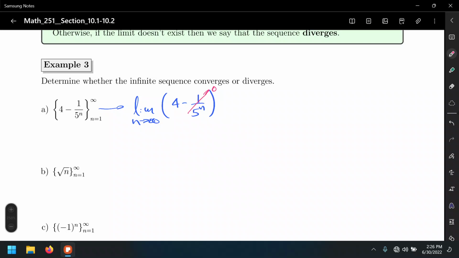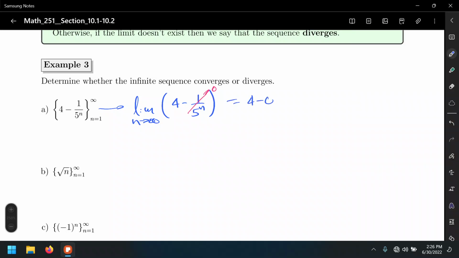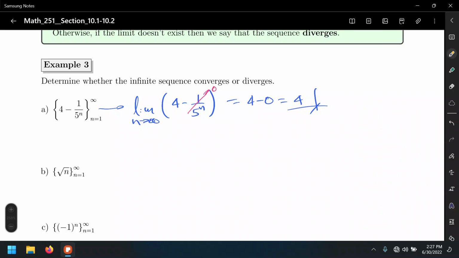Okay, so this means 4 minus 0 equals 4. What does that mean? Converges. The sequence converges. All right, sequence converges. Would it be 4 minus 1? Oh, never mind. I thought it was... Yeah, 0. Oh, yeah, I see what you mean. No, yes, it's 4 minus 0 and it's 4.